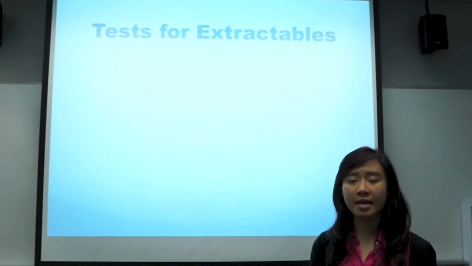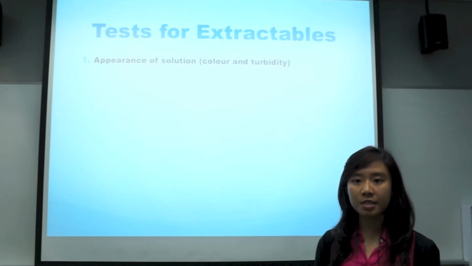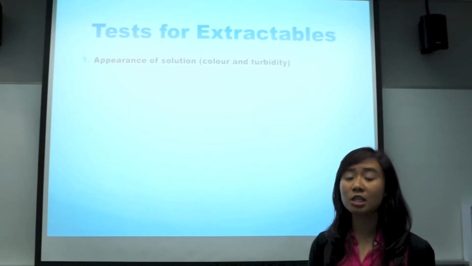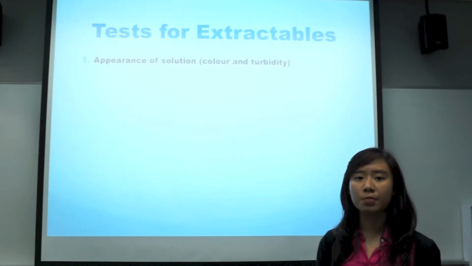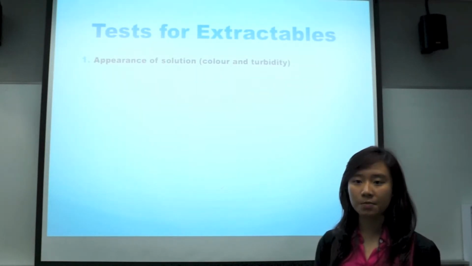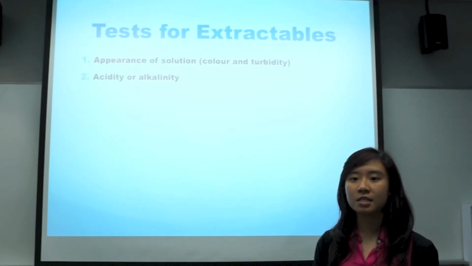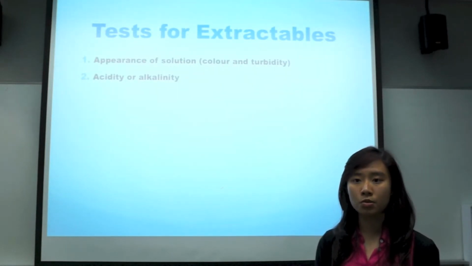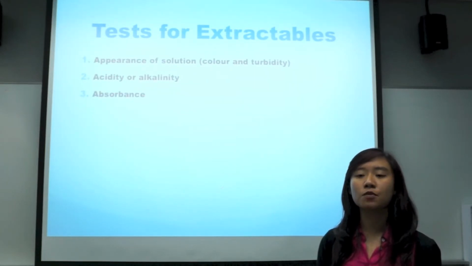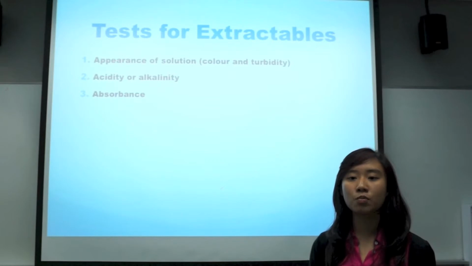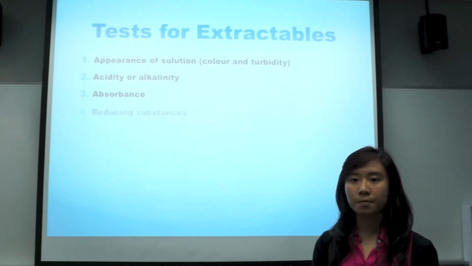There are 8 main tests that can be conducted. Firstly, the color and turbidity of the appearance of the solution are to be tested by visual comparison or a suitable ratio turbidimeter against reference suspensions. Next, the acidity and alkalinity are tested for using bromothymol blue solution. UV spectrophotometry at wavelengths of 220 to 360 nanometers is used to test for the absorbance of the extractables.